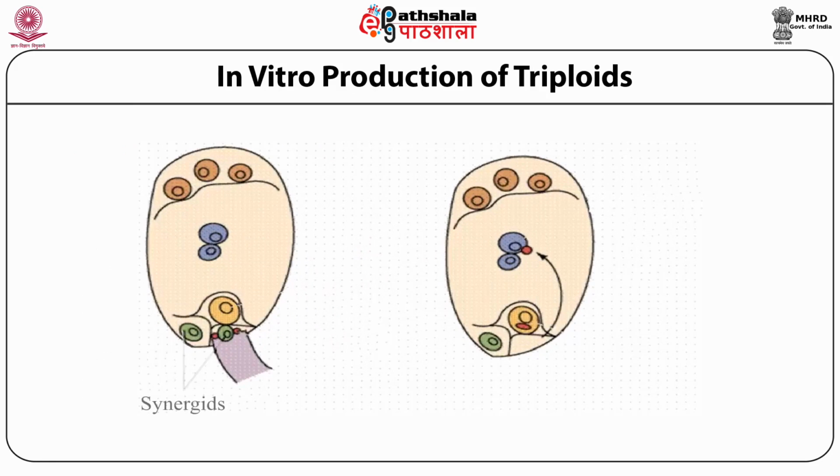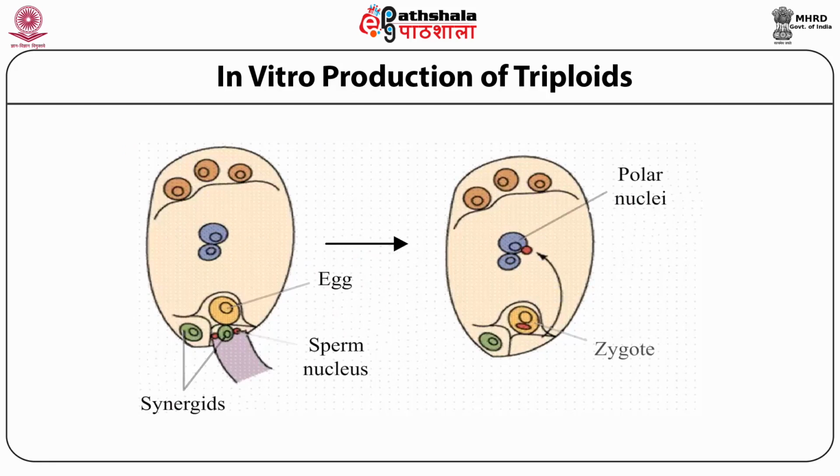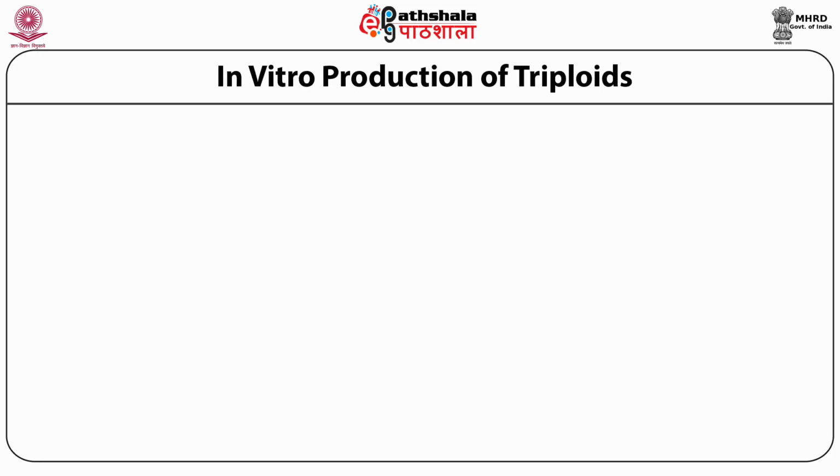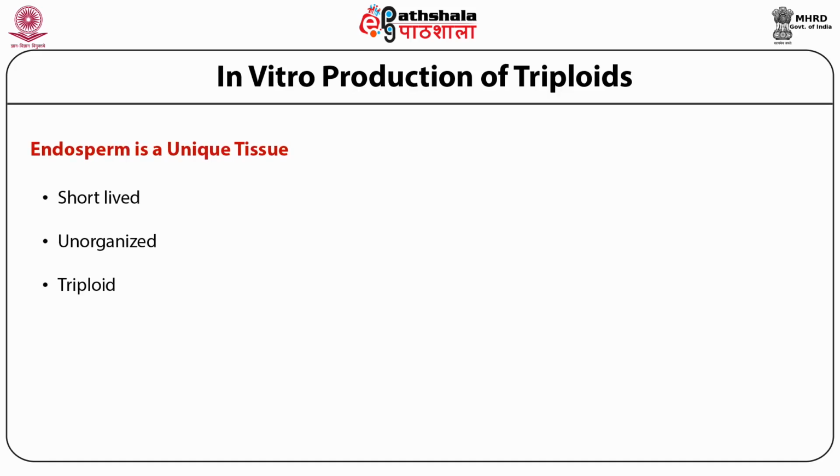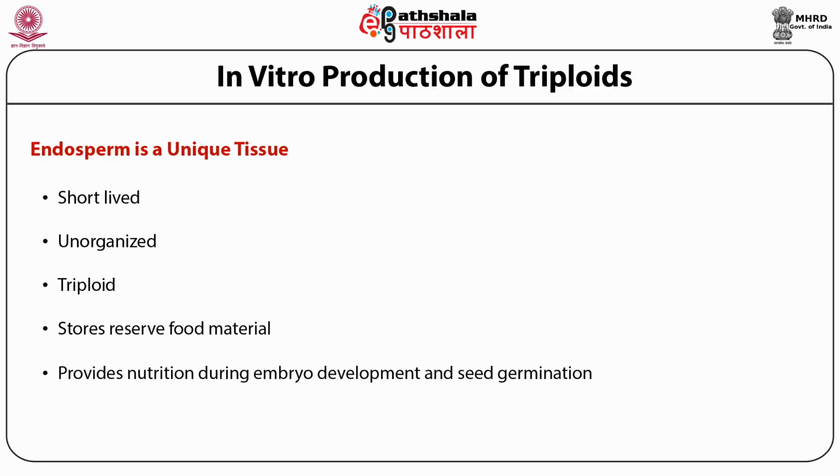Here you see in the picture the embryo sac with 8 nuclei and one sperm fusing with the egg cell to form the zygote, and the second one fusing with the 2 nuclei of the central cell forming the primary endosperm cell. The characteristic feature of endosperm is that it is short-lived, it is always unorganized, it is triploid, and it stores reserve food material and provides nutrition during embryo development and seed germination.